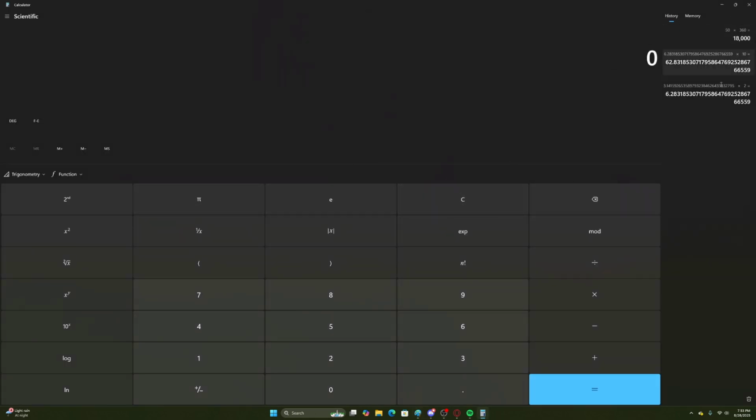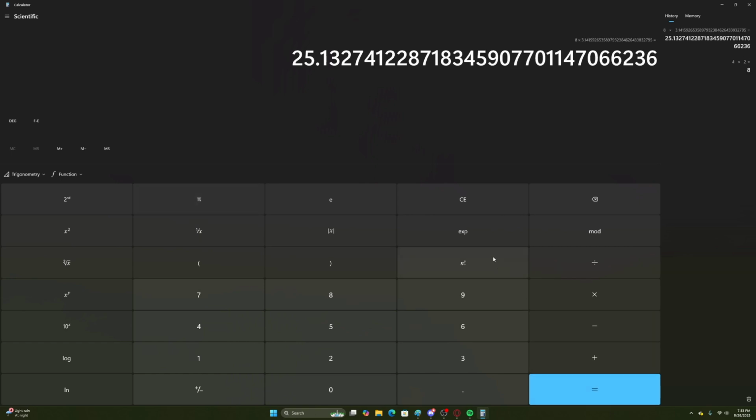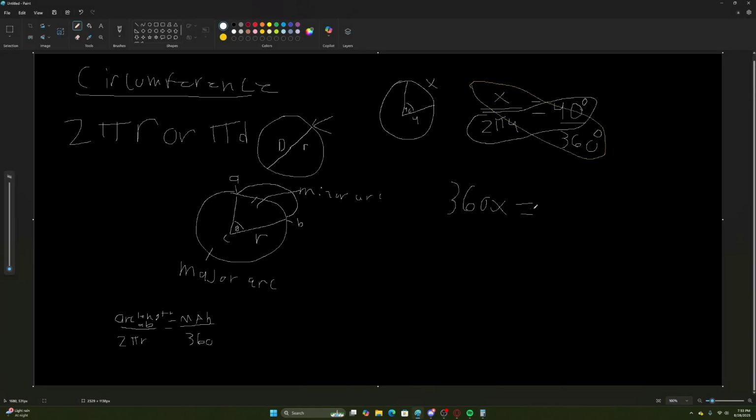So let's clear our history here. Don't peek. 4 times 2 is 8. That's our diameter technically. That times pi is 25.13, but we'll round it to 25.1. Sorry, I think I made a mistake. So yes, this is 25.1. We're now going to multiply that by 40.